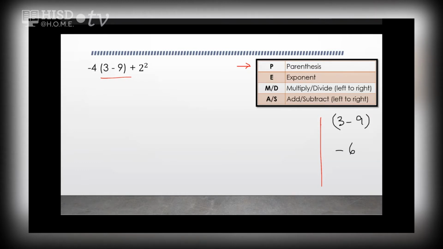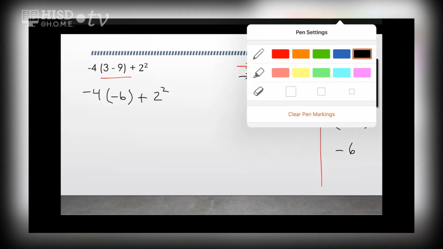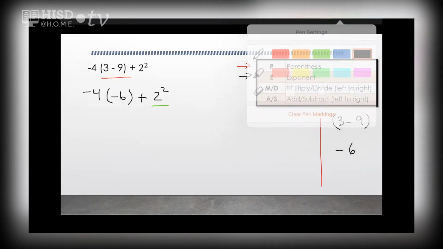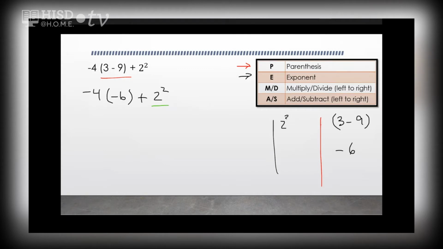So now I'm going to substitute this 3 minus 9, and now I'm going to add the negative 6. So now that we solved inside of the parentheses, I'm going to go to the next one, which is the exponent. So now I am going to evaluate 2 to the power of 2. So 2 to the power of 2 is the same as 2 times 2, and that is equal to 4. So now I'm going to substitute this, and I'm going to say negative 4 times negative 6 plus 4.